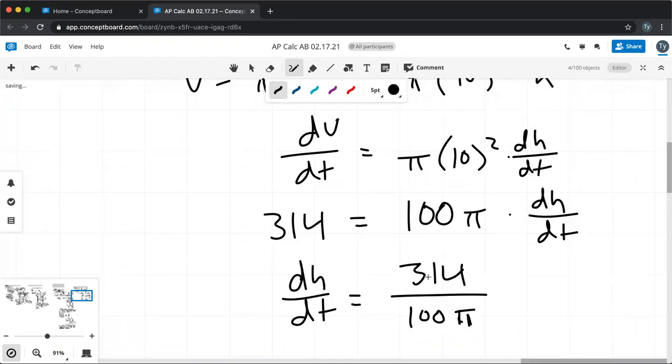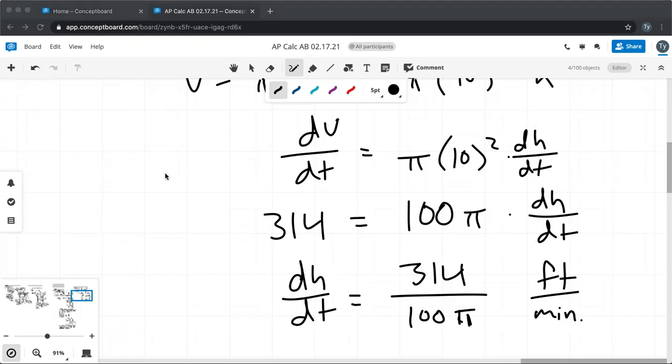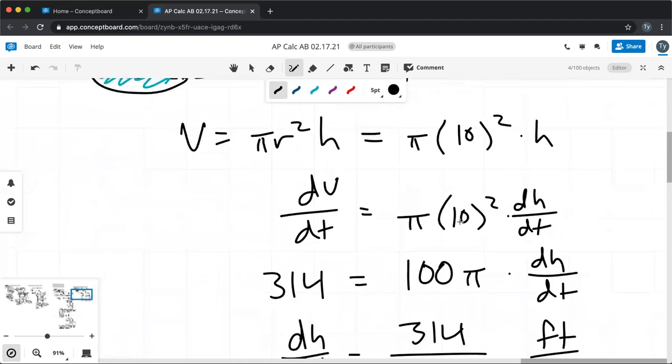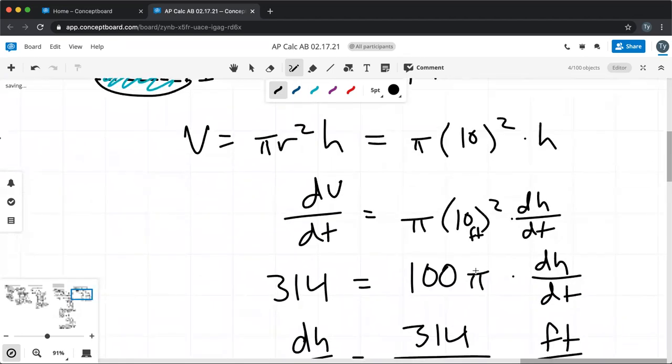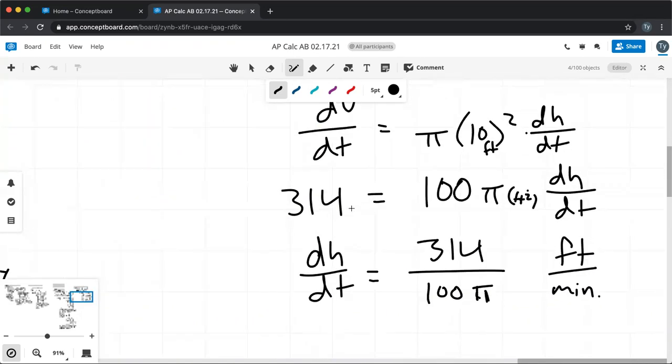And lastly, we do need our units, right? This is a rate of change of height. Height is like a measure of length or distance. So we would expect that to have linear units. And it's not seconds, it's minutes. Another way you can think about this, right? If I had inputted my radius and I actually wrote the units, this would be feet. I'm squaring that, so I have feet squared, right? This was feet cubed per minute. And then I divide both sides by feet squared, and I'm left with feet over minutes.